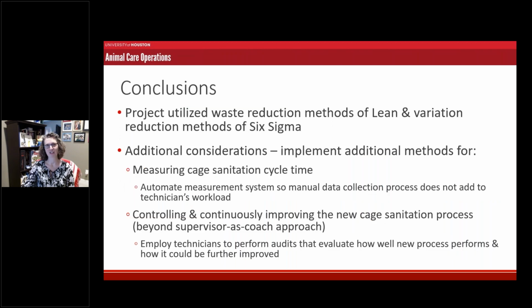And so if we just want to wrap up, a quick summary is, we really utilized the idea of waste reduction coming from Lean, but also variation reduction coming from Six Sigma. And some of the things that, if we look forward to, further improvements that could be made would be things like having a less manual way of measuring the cage sanitation time. The manual nature of that measurement process did add a little bit to our technicians' workload. And so if we thought it was important that this process be measured long-term, maybe that's something that could be automated or just made a little bit less of a workload for our technicians.